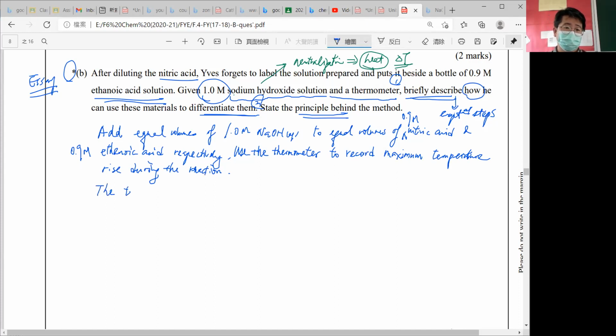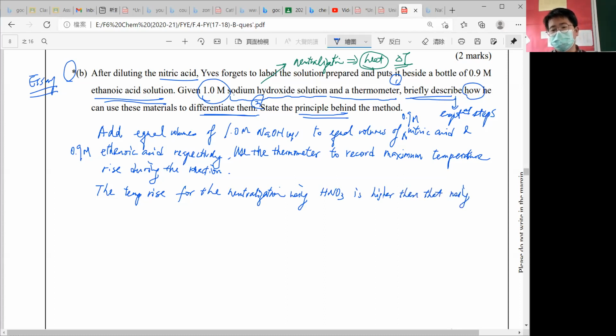Point 2, observation. So the temperature rise for the neutralization using nitric acid is higher than that using ethanoic acid. Why? State the principle, right? What's the principle? So you are going to tell, yes, the strength of the acids is different. Okay?